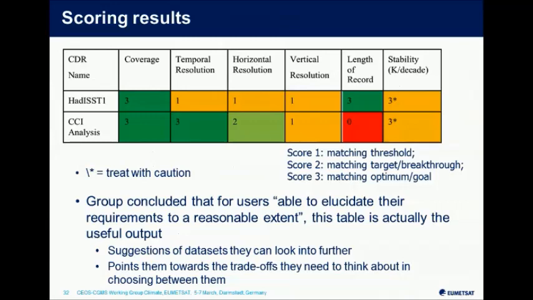The plan is that we want to make a big database, putting together all the technical details of the data sets of these essential climate variables, and then develop an app to match the requirements with the technical specifications, and then come up with a table or a matrix like this, so that the user can see and make an informed decision.